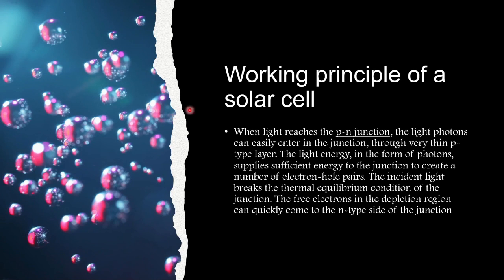Now we'll see the working principle of a solar cell. When light reaches the PN junction, the light photons can easily enter the junction through the very thin P-type layer. The light energy in the form of photons supplies sufficient energy to the junction to create a number of electron-hole pairs. The incident light breaks the thermal equilibrium condition of the junction. The free electrons in the depletion region can quickly come to the N-type side of the junction, thus creating a hole.